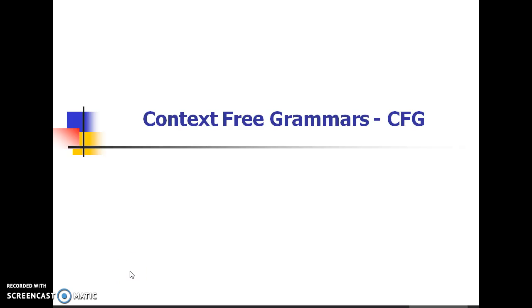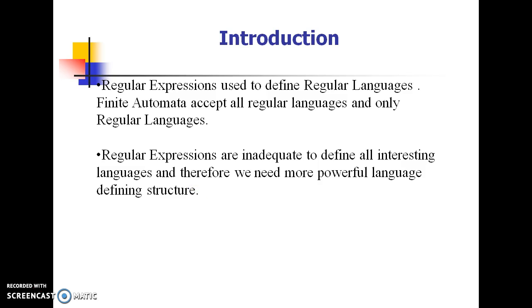Hello. Today we shall discuss context-free grammars, a language-defining construct for describing context-free languages. We know that regular expressions are used for describing, defining regular languages, and finite automaton is a mathematical model which will accept all regular languages. In order to describe the non-regular languages, we need a more powerful language-defining structure.